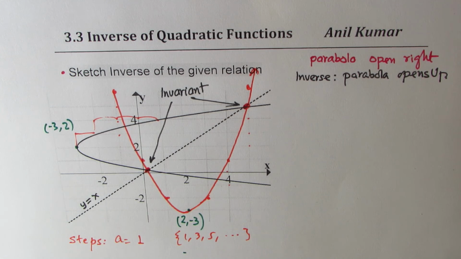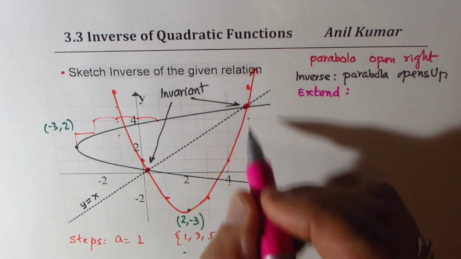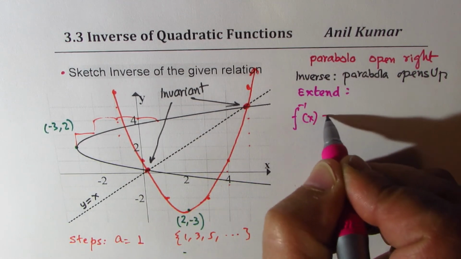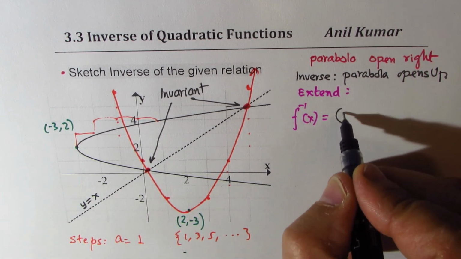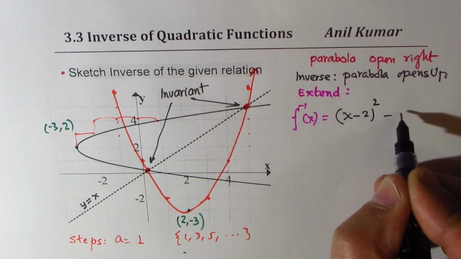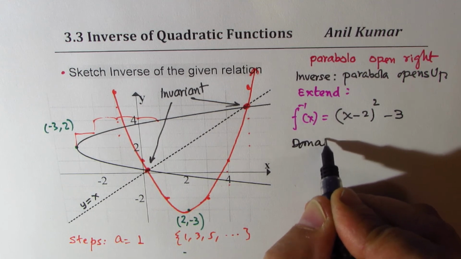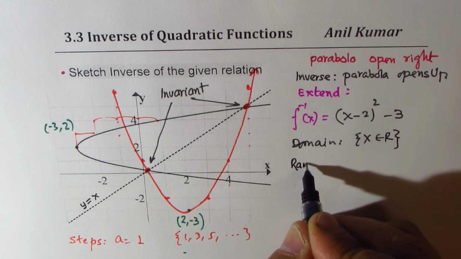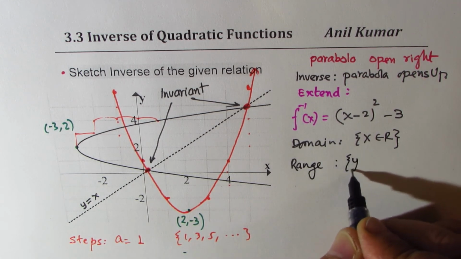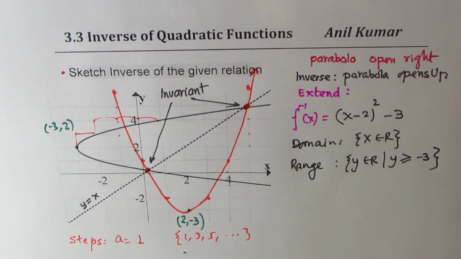Now let us extend this question, right? Let's extend and write the inverse function equation, correct? Clearly, the inverse function equation here is, we are given the vertex at 2, so it is y = (x - 2)² - 3. And as you can see, the domain for this function is x belongs to real numbers, and the range is y belongs to real numbers, where y is greater than or equal to -3. So I hope that helps to understand the whole situation.